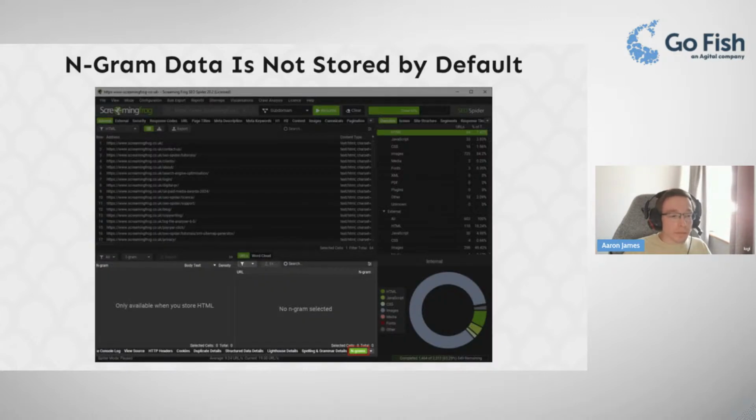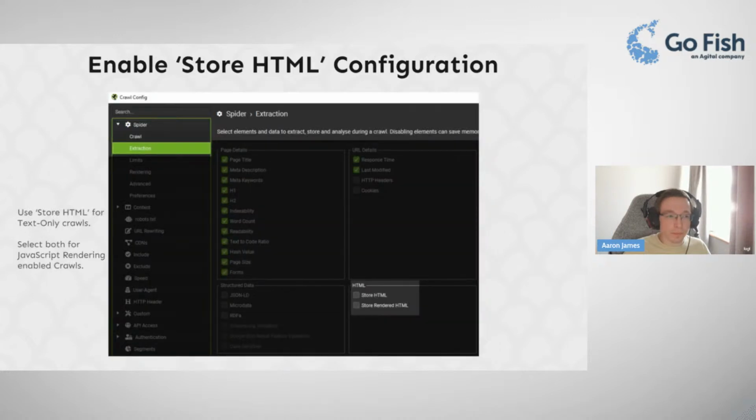So if you notice that you get this message, only available when you store HTML, just to note, ngram data isn't stored by default. We are going to have to go to our configuration settings first of all. So when you go to the configuration menu, we need to go to extraction and enable store HTML and store rendered HTML. Now, something to consider here, if you're doing a default crawl and not really worrying about JavaScript rendering, which Chris will touch on a bit later, then you only need to worry about store HTML. If you are crawling with JavaScript rendering, you'll need to enable them both just so you've got a decent comparison later on for other features as well.